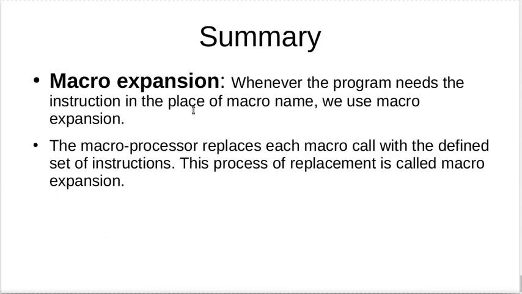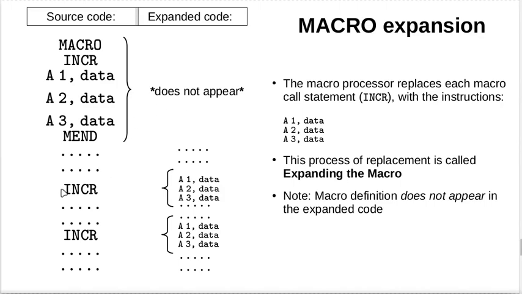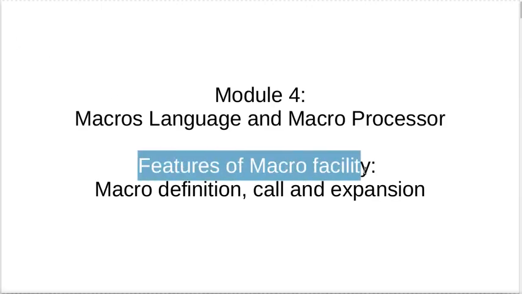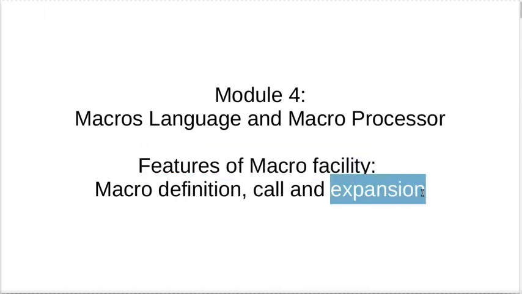The next thing is macro expansion. So whenever the program needs the instructions in place of the macro name, we use macro expansion, right? The macro processor replaces each macro call with the defined set of instructions. This process of replacement is called macro expansion, as we have seen here, right? So this name INCR is being replaced with the sequence of instructions A1 data, A2 data, A3 data. This is known as a macro expansion, right? So this is all about the features of a macro facility, right? We have understood what a macro definition is, what a macro call is, and what happens in a macro expansion.